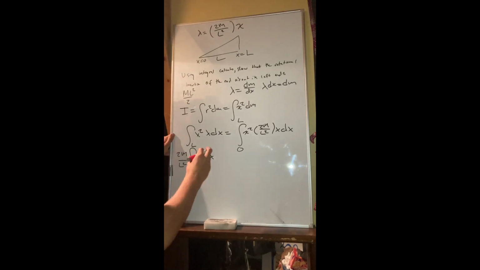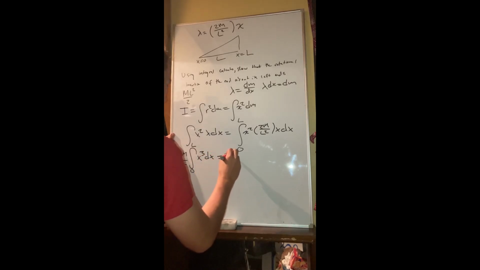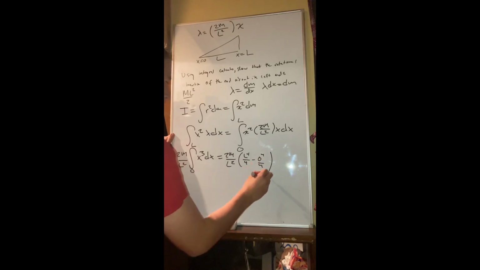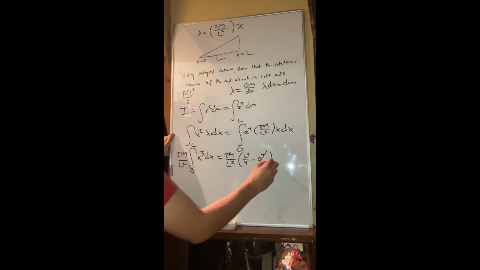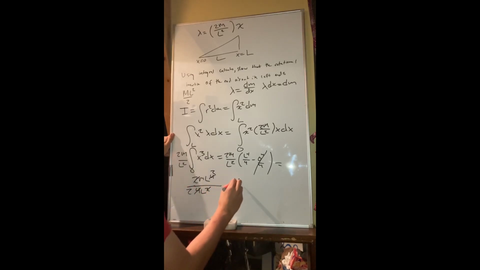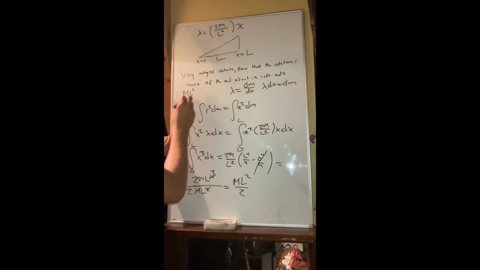Evaluating this integral, we get 2M over L squared times x to the fourth over 4, evaluated as L to the fourth over 4 minus 0 to the fourth over 4. So this doesn't matter, and then we get 2M L to the fourth over 4 L squared. We cancel the 2 to get 2 up here. Cancel this, and we get 1 over 2. So this does, in fact, end up equaling ML squared over 2, as we're trying to find in the problem statement.